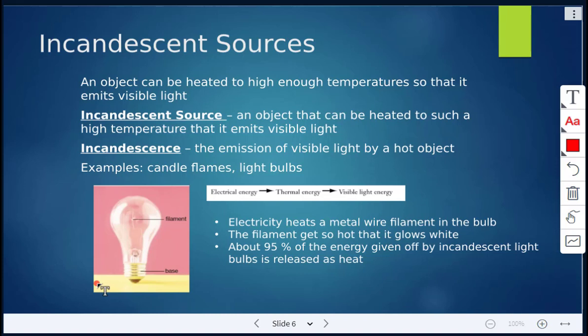So in this light bulb here, this is an incandescent light bulb. Electricity will heat a metal wire filament in the bulb, which is shown right here. The filament will get really, really hot so that it starts to glow. And about 95% of the energy that's given off by incandescent light is actually released as heat. So it's not a very efficient light bulb.